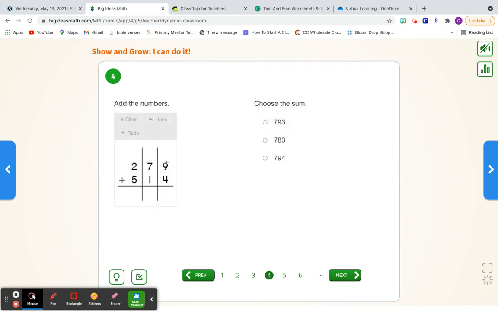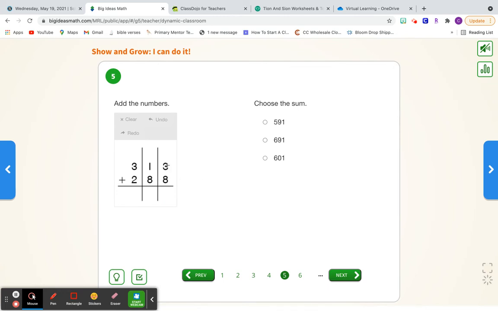All right, for our next one, we will be regrouping here. 9 plus 4 is 13. So we'll put our 3, carry our 10. 1 plus 7 is 8, plus 1 more is 9. So we do not have to regroup. And then 2 plus 5 is 7. So our answer is 793.